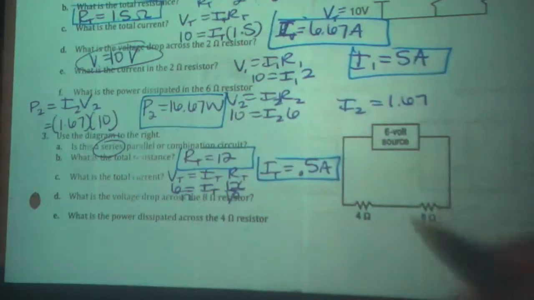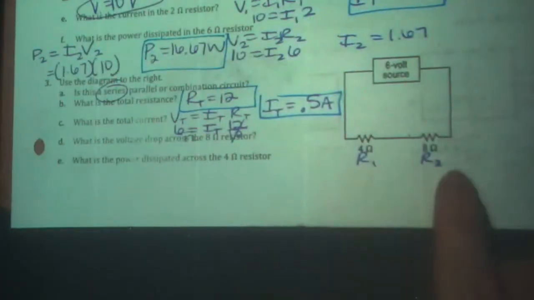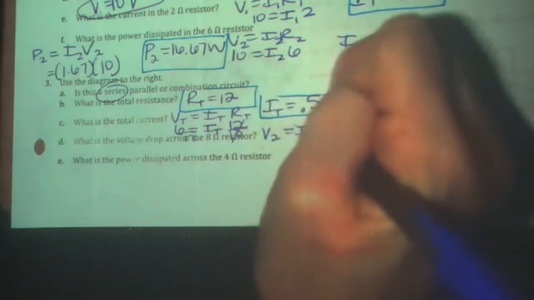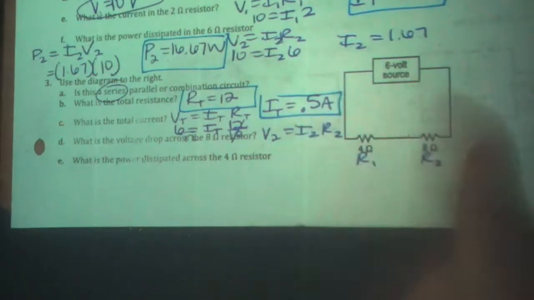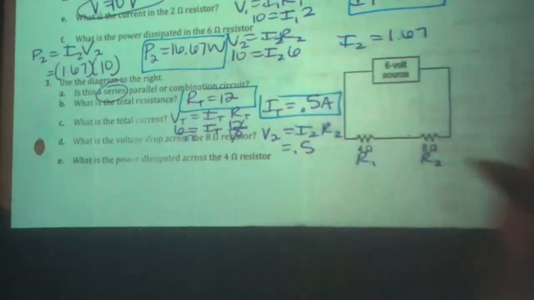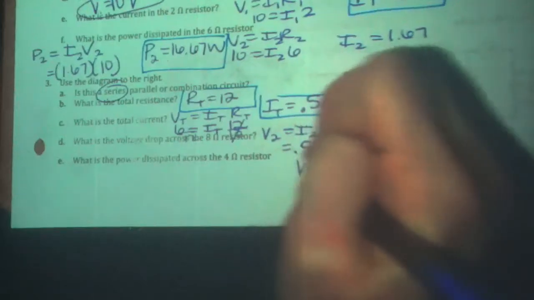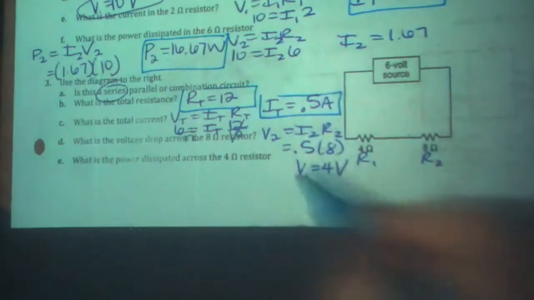Voltage drop across the first one, so I'm going to call this, the 8 ohm, I'm going to call it R1 and R2. It doesn't matter what you label it as long as you're consistent. So that means we're looking for V2, so I2, R2. Well, I already know because I is the same everywhere, so it's just 0.5 times 8, which is going to give me 4 volts for part D.